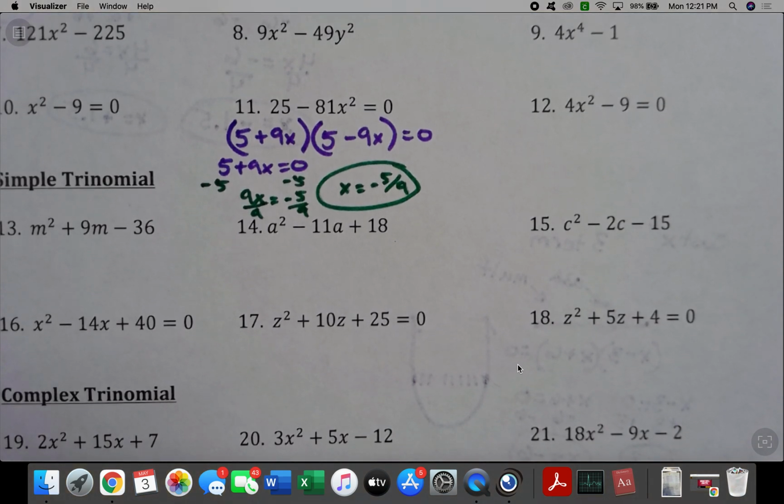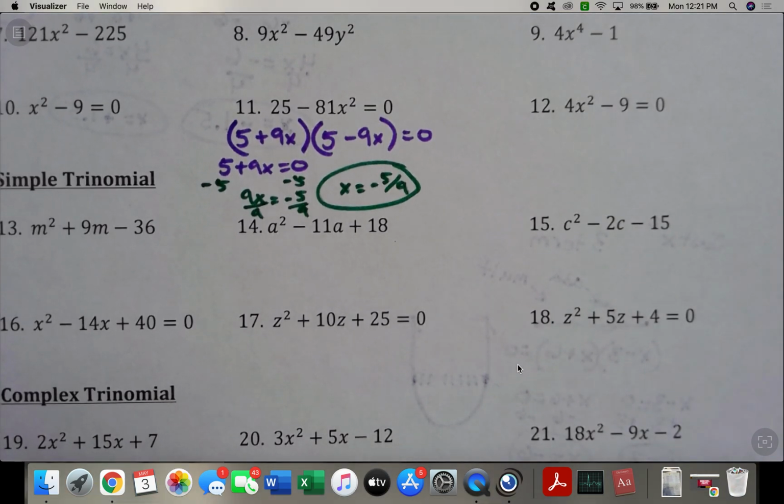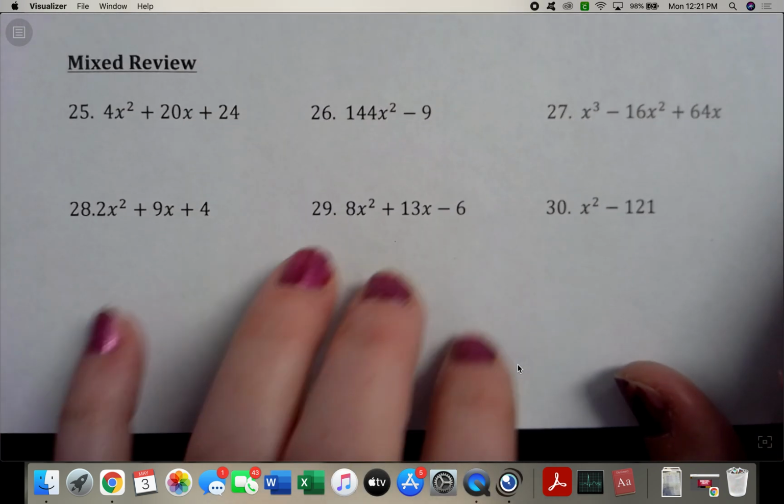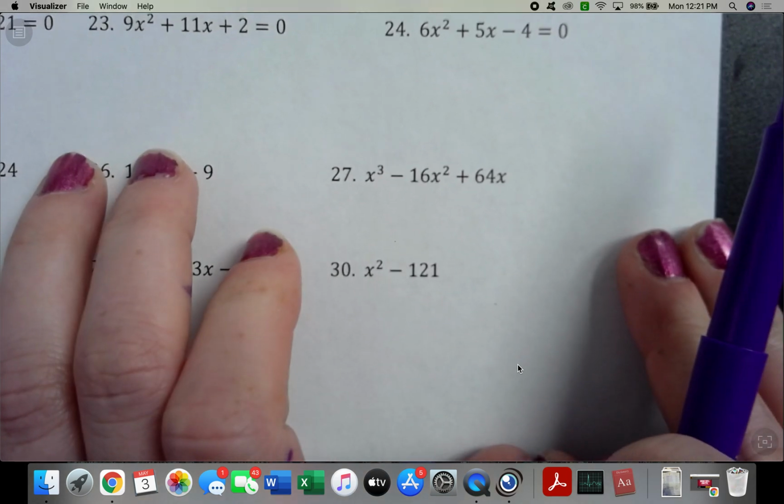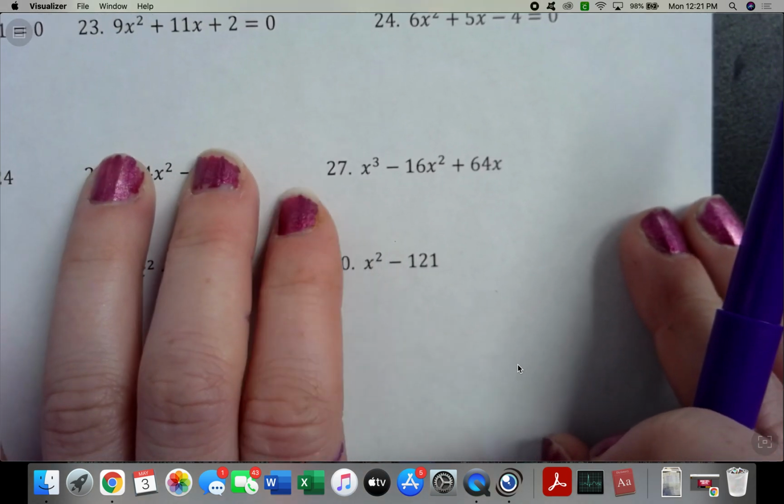Down to 25, 27. Let's look at maybe 27 here: x cubed minus 16x squared plus 64. That one I said was a greatest common factor, because what could you pull out?